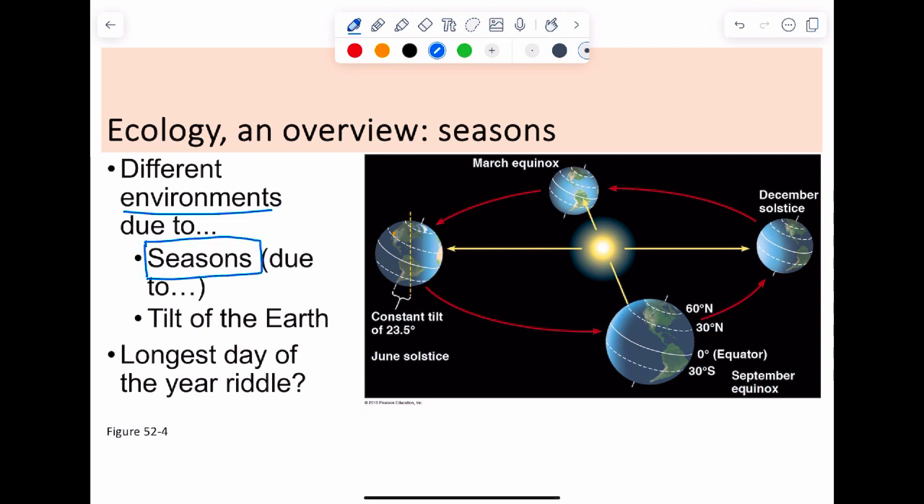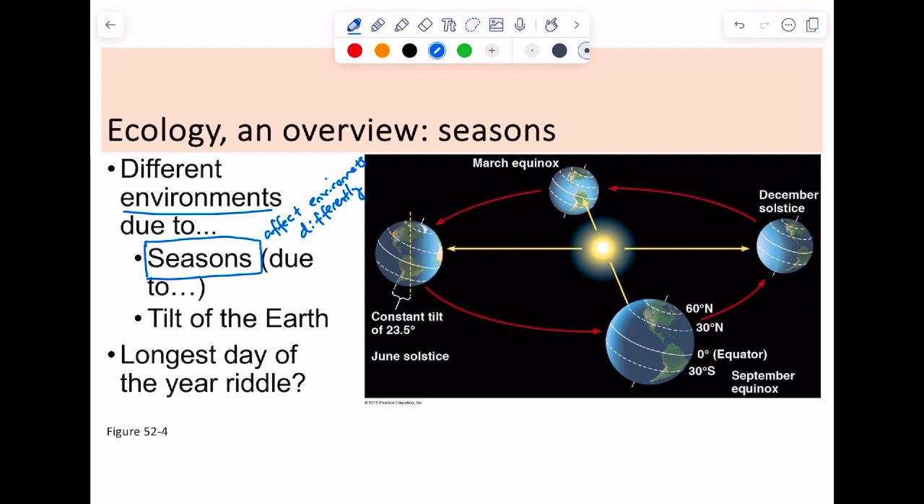is the fact that seasons affect environments differently. So we have these environments, these spots, but if we trace them throughout the year, they will change differently. Some will change more, some change less. Some of them are predictable, some of them are not as predictable how they'll change.